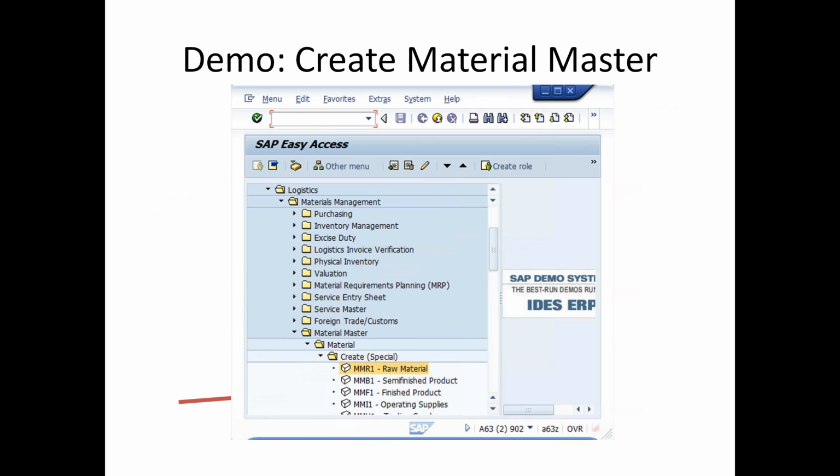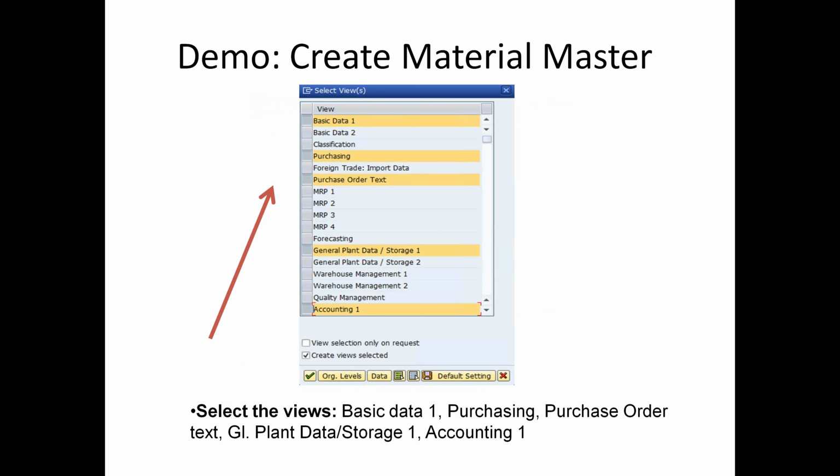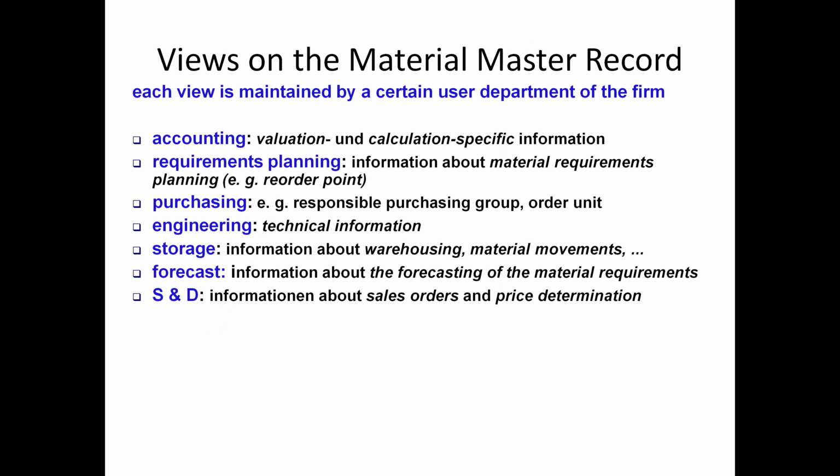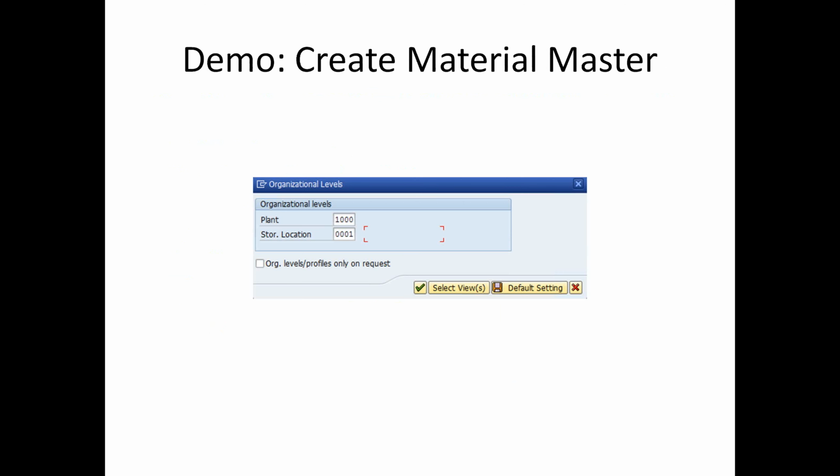So, create material master. This is the material master screen, the SAP screen showing how to create the material master. These are the general views, which we'll be talking about when we do the training: basic data view, purchasing view, purchase order text, general data, and accounting view. These are all the views on the material master.